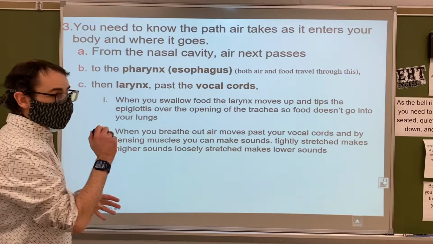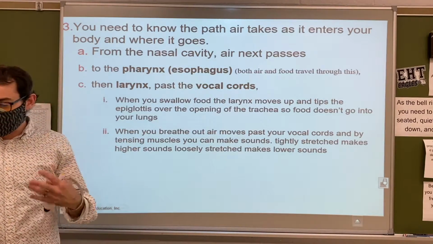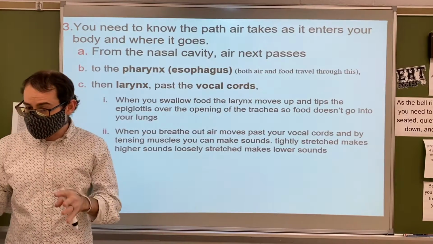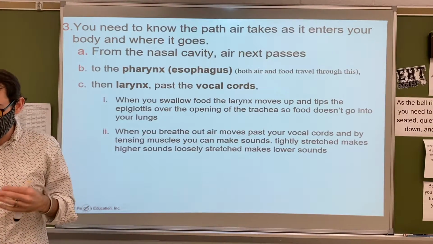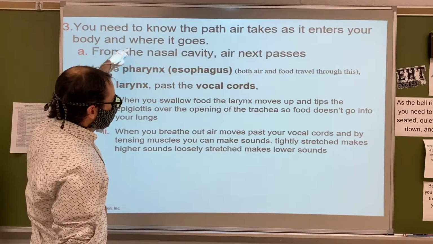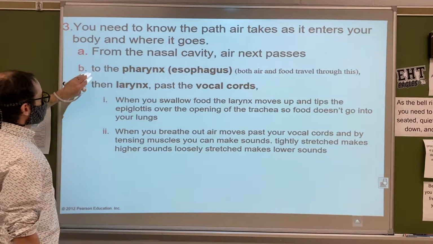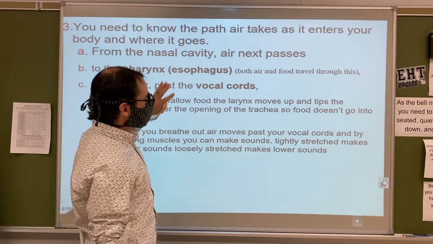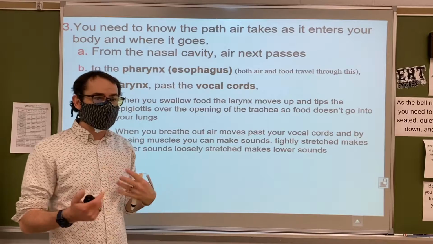So you will need to know the path that air takes as it enters your nasal cavity and makes it to your lungs. We're going to talk about this path, all right? First up, it says, from the nasal cavity, air next passes to the pharynx, which is another name for your esophagus. And this is where both air and food travel through.